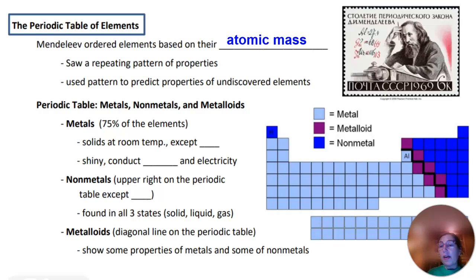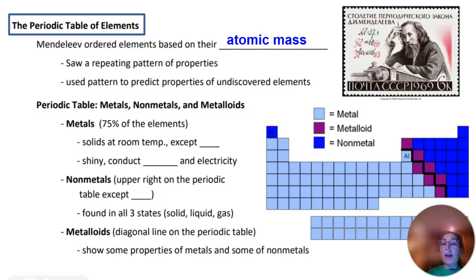He put all the elements in one row and saw that eventually you should start another row where the pattern of properties that went from left to right across the table would repeat. And he used the patterns to predict properties of elements that hadn't even been discovered yet, when there were holes in his table. So that's really fascinating, and I think why he gets so much credit for this.